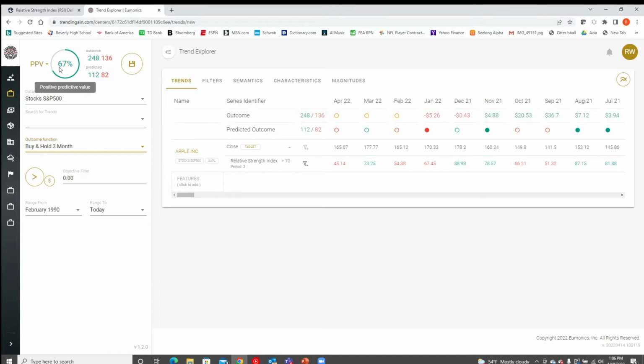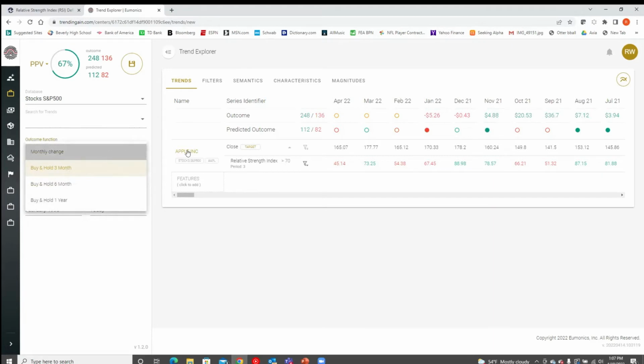So what this is telling me is that when the relative strength index is greater than 70, it's actually a buy signal. It's actually a signal that the stock price will go up. It's exactly opposite of what Investopedia is using in their explanation. All right, well, that didn't work. Let's go back to monthly.